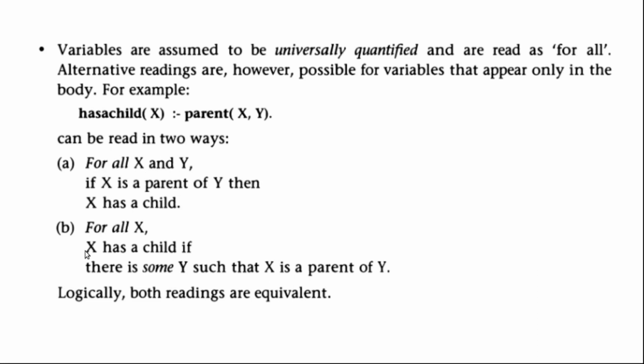Of course, there is another reading possible. The same thing I can say as: for all X, X has a child if there is some Y such that X is a parent of Y. So both these readings are possible. So as you can see here, I am not using universal quantification for the variable Y. We are not saying all Y, we are saying some Y. So alternate readings are, however, possible for variables that appear only in the body. As you can see, the variable Y appears only in the body, it doesn't appear in the head. So for such variables, it's not mandatory that we have to use universal quantification. We need not use for all. We may use alternate readings. So with that, I would like to end today's class.